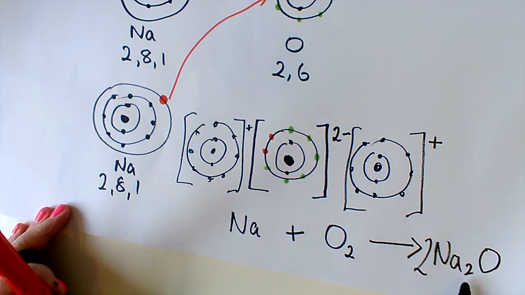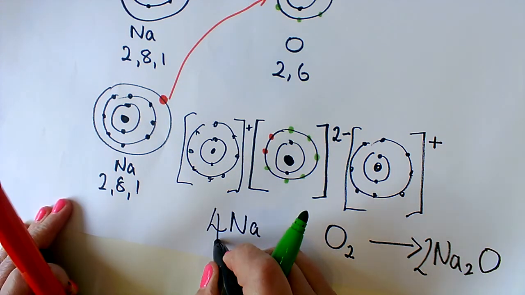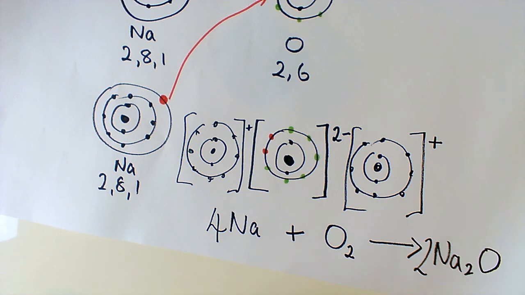I now have 4 sodiums here, so I have to have 4 sodiums there, and that is my lovely balanced equation.